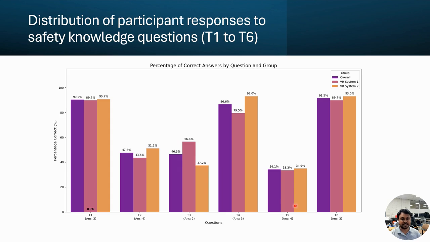In summary, we can say VR system 2 slightly outperforms VR system 1 overall. However, both systems show a need of improvement in scenarios like T2, T3, and T5.